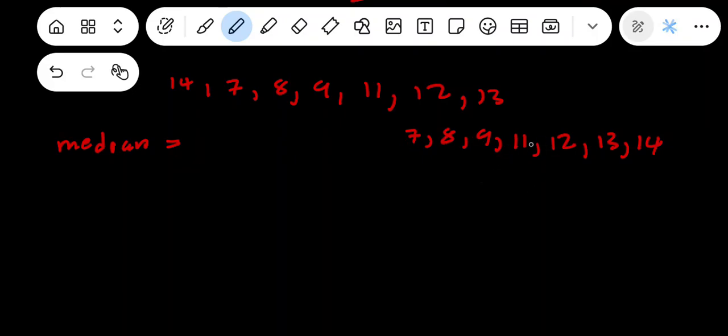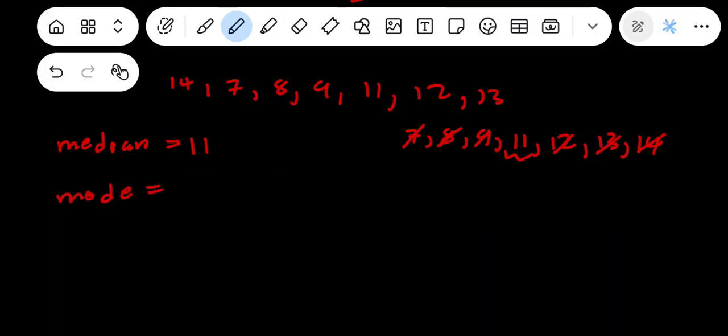So we want the middle term here, which is our median. So as you know, I will start by cancelling this and cancel that, cancel this and cancel that, cancel this and cancel that. What is our middle number there? It's 11. We have 11. 11 is our median.